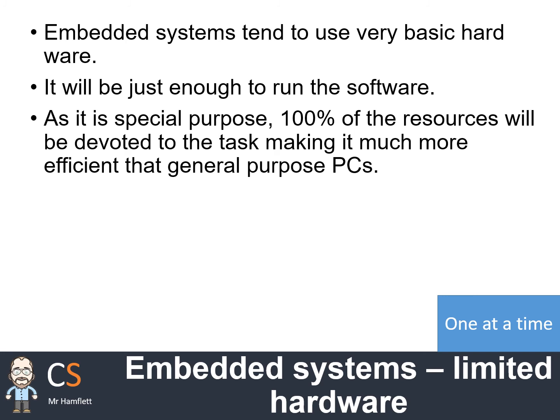So embedded systems tend to use very, very basic hardware. You're not going to have an octa-core processor running on your washing machine because there's no need for it. It will be just powerful enough to run the software that it needs to run. As it's special purpose, it can use 100% of all the resources of the system just for its own task. So you don't have to have memory management and things like that, because it is just going to use what it needs. This makes it much more efficient than general purpose PCs, where you actually need a little bit more to be able to handle overhead, such as being able to swap processes, do multitasking, and all that kind of stuff.